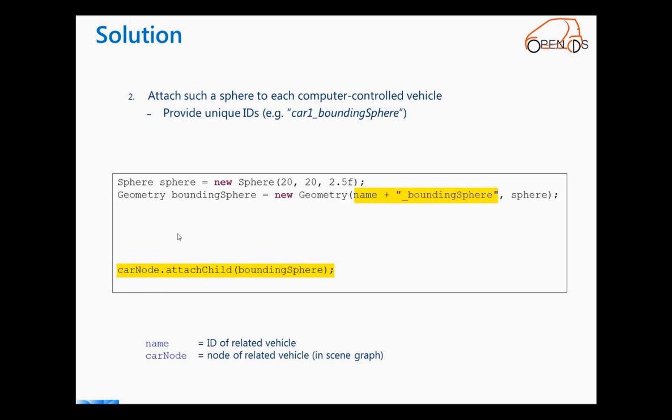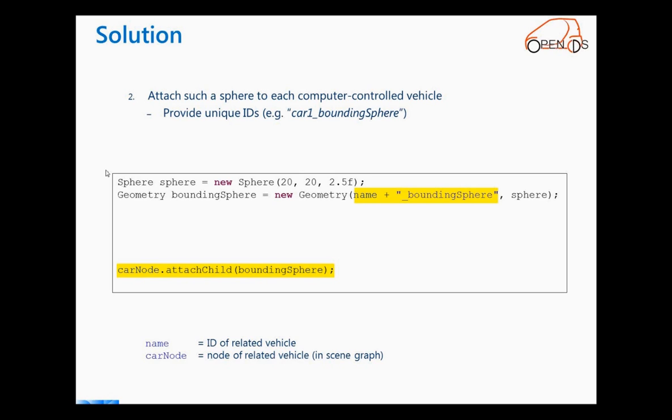So what we have here is the generation of a sphere that we attach to the car node. That's why we have to place this code at the position where the cars are generated, in the constructor of the traffic cars.